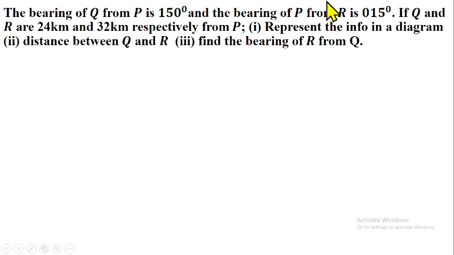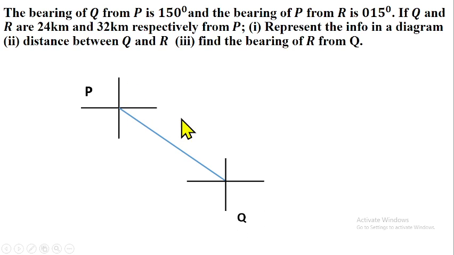Let's see. The bearing of Q from P is 150 degrees. So I'm starting with P. So I'll draw a cardinal point for my P, and at the 150 degrees, that will fall here. Draw a straight line, and then locate my Q. Then the bearing is 150 degrees. Locate that, and this is point Q. So the bearing of Q from P is 150 degrees.